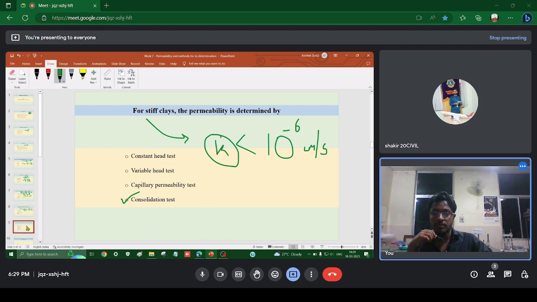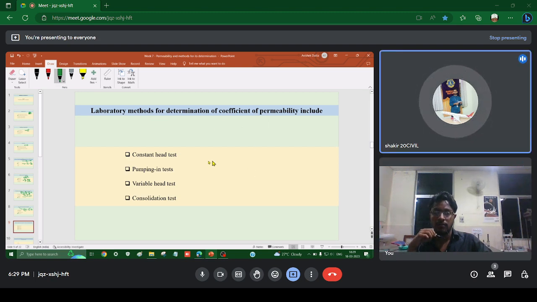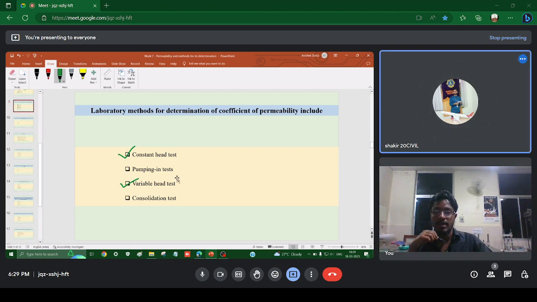Next question. This is a very easy question. Laboratory methods: the constant head and variable head test. Yes, constant head and variable head or falling head test, because pumping in test is an in situ test. It is being performed in the field. And as I mentioned in the previous question, consolidation test is an indirect test. After the consolidation process, we measure using the formulas for certain types of soils, especially stiff clays. Clear? Yes, constant head and variable head test. Good.